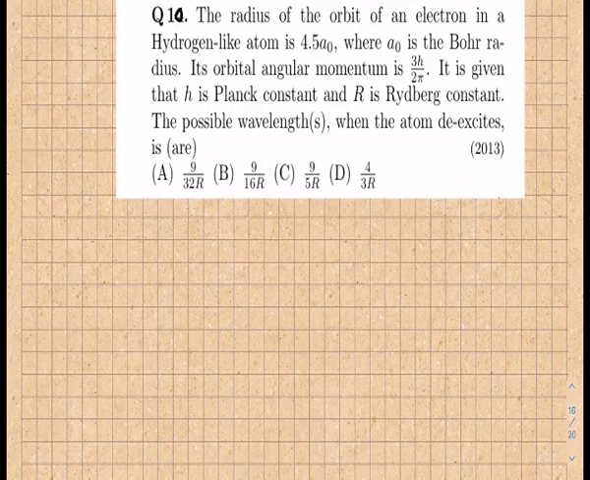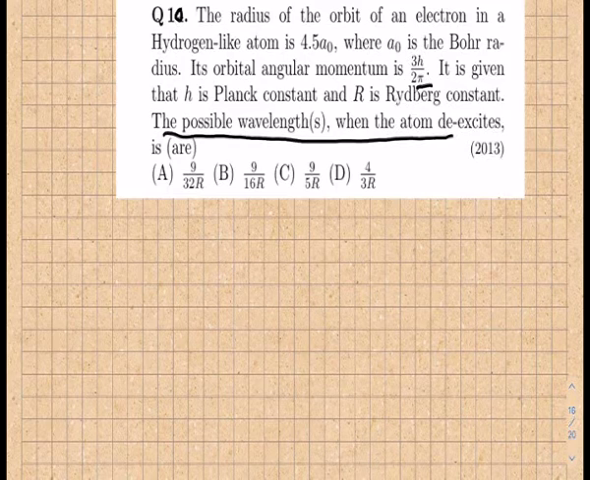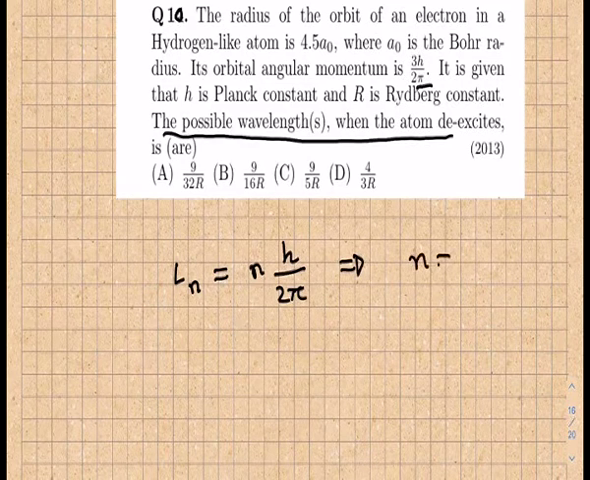Okay, now this is another problem based on the Bohr model. Here the radius of the orbit of an electron in a hydrogen-like atom is 4.5 A0, where A0 is the Bohr radius. Its orbital angular momentum is 3h by 2 pi. It is given that h is the Planck constant and R is the Rydberg constant. The possible wavelengths when the atom de-excites are asked. Okay, let us do it. You already know from the previous problem that angular momentum is given by n h by 2 pi, and here it is given to be 3h by 2 pi. So n is equal to 3. This is clear.